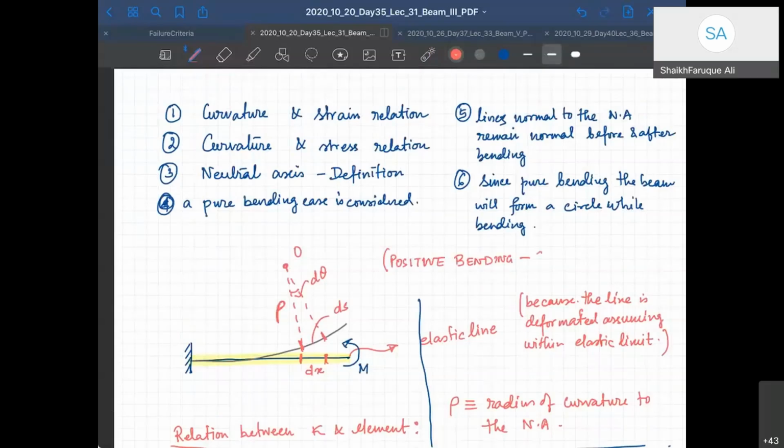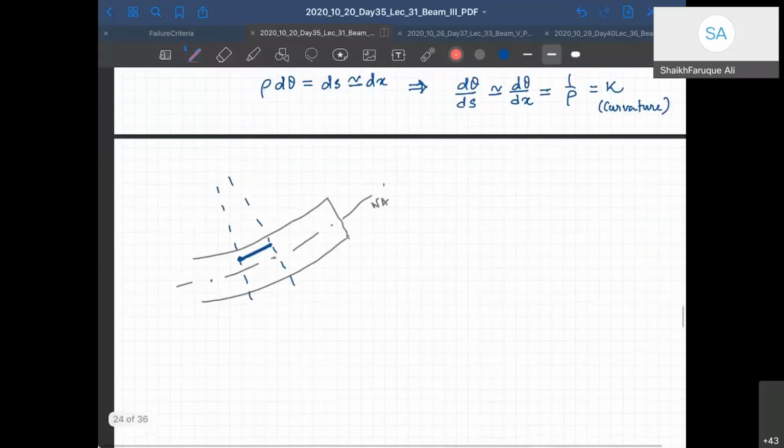Positive bending is called sagging moment, right? Sagging. So obviously this is going to get contracted, and its original length was this length, because this is the neutral axis length. So let's say that is dx. And this portion is y, because y equals 0 at the neutral axis.